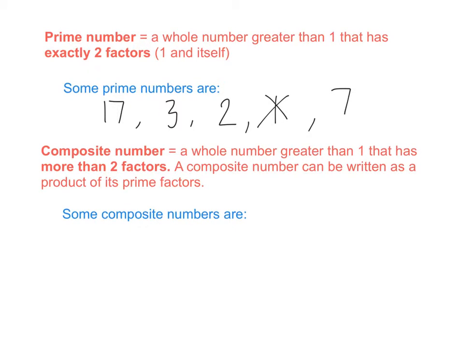A composite number is a whole number greater than 1 that has more than 2 factors. Can a composite number have 3 factors? Yes. Can a composite number have 1 factor? No. 2 factors? 5 factors? Yes. Okay. A composite number can always be written as a product of its prime factors. Now I'd like to challenge you to write down some examples of composite numbers in your notebook.